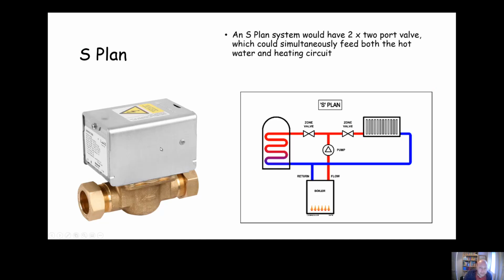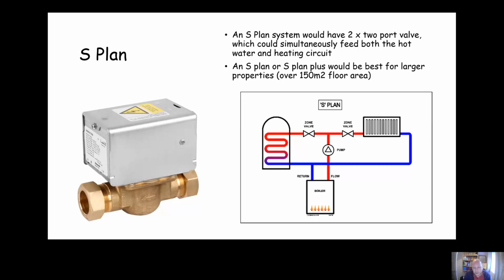S-plan systems would have two 2-port valves. You can see the picture of the 2-port valve on the left here, and the diagram of the S-plan system on the right hand side there with our two zone valves, one going off to the hot water side, one going off to the heating side, and so we can simultaneously feed both of these with hot water. We can heat up the hot water and we can heat up the heating system both at the same time. These valves can both be open at the same time, and water will be pumped through both circuits.